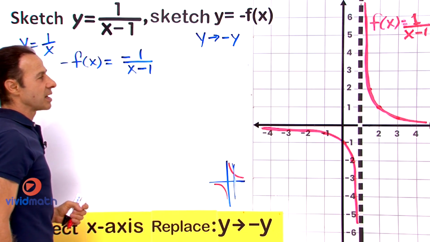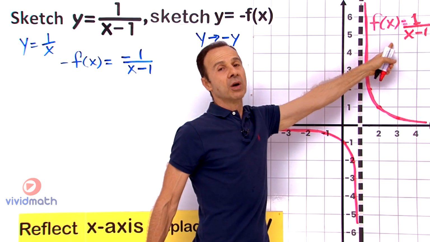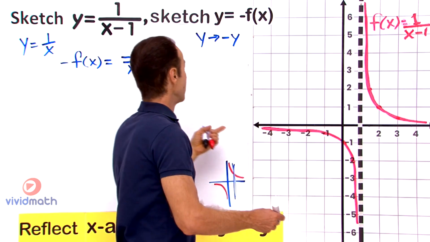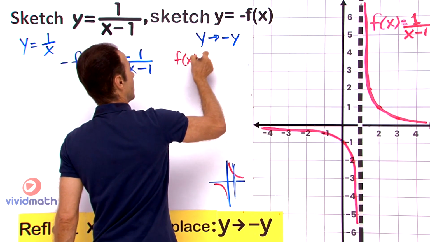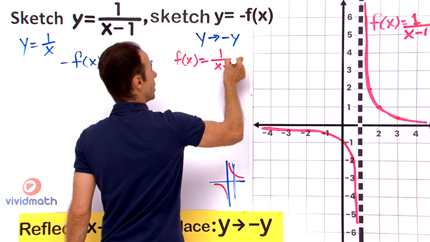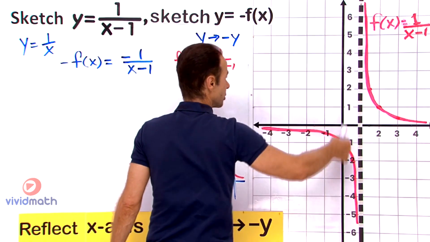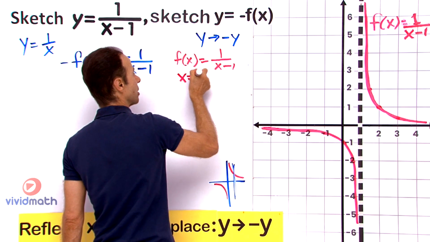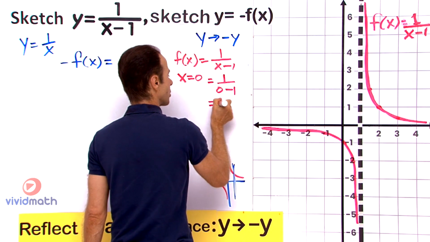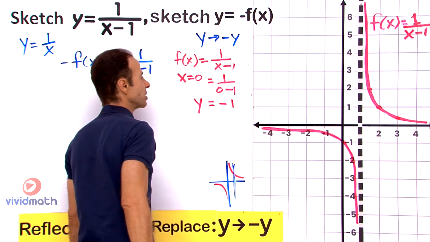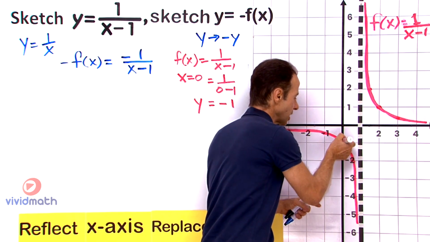In order to find where the original function cuts the y-axis, we're going to substitute x equals 0. So the original function f(x) is equal to 1 over x minus 1. Let's substitute x equals 0. When x equals 0, that's the y-axis, this is going to equal 1 over 0 minus 1, which equals negative 1. So y equals negative 1. When x equals 0, y equals negative 1, right on the dot, it's actually going through there.